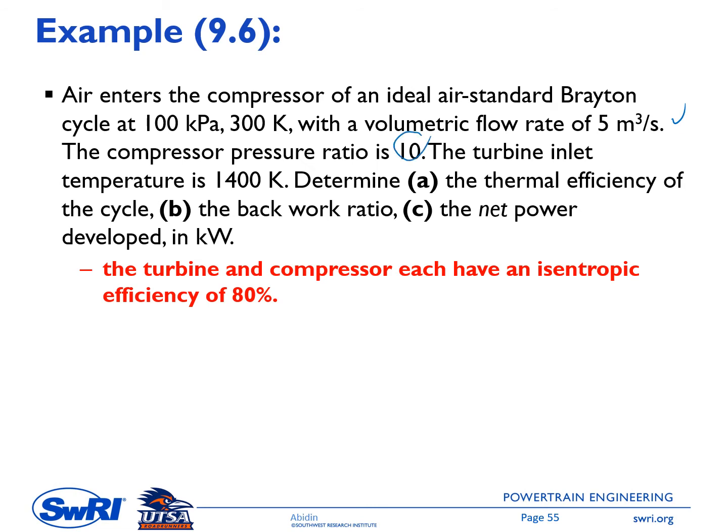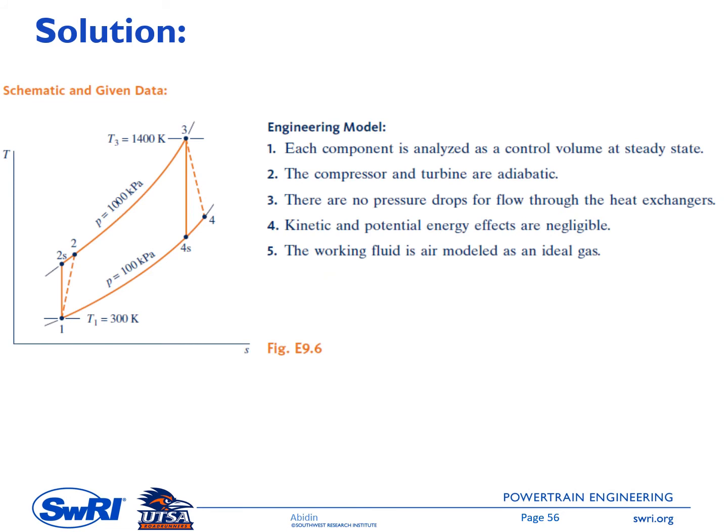What is new here is that now we incorporate the turbine and compressor efficiency, 80%. The equations stay the same, so the thermal efficiency, the back work ratio, and the net power developed in kilowatts. This is the T-S diagram along with the assumptions. Once again, when you solve a problem, you need to state the assumptions of the engineering model. Otherwise, the formulas that you use are not valid.